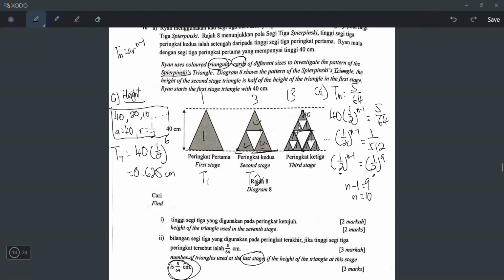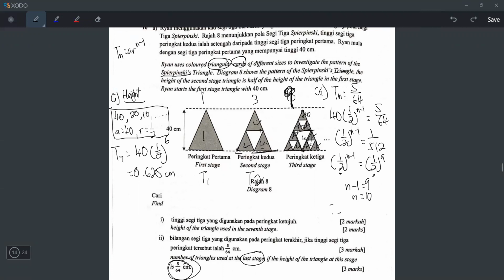And then how many here? 1, 2, 3, 4, 5, 6, 7, 8, 9. Don't count this, it is blank space. So there are 9 here. So it means the first stage has 1 triangle, the second stage has 3 triangles, the third stage has 9 triangles, right? And then what about the 10th stage? How many triangles do you think?